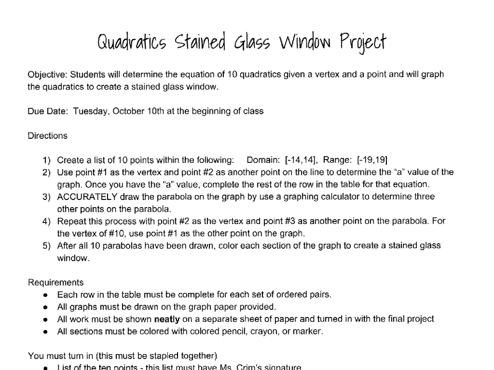So I told you guys I wasn't going to be here today, and at this point you should have several things in front of you. You should have this page, the quadratic stained glass window project page. You should also have a sheet of graph paper, and something that says quadratic stained glass window project tables. And you should lastly have your list of points that you created yesterday in class, which should be given back to you.